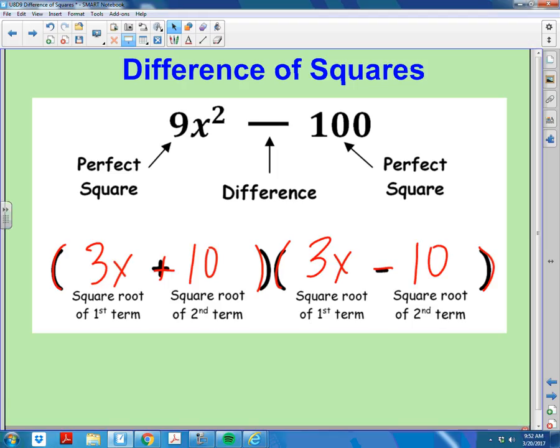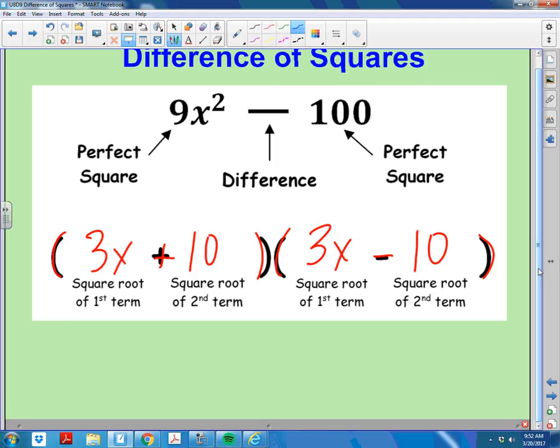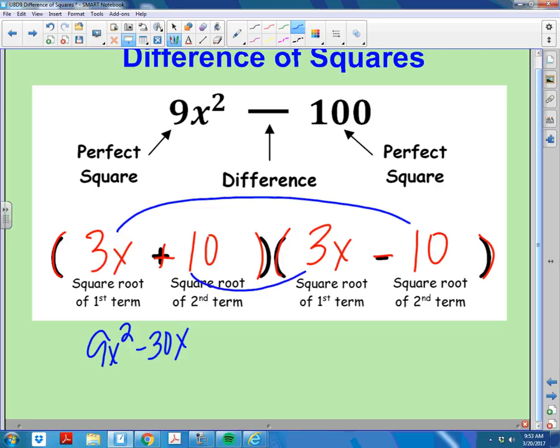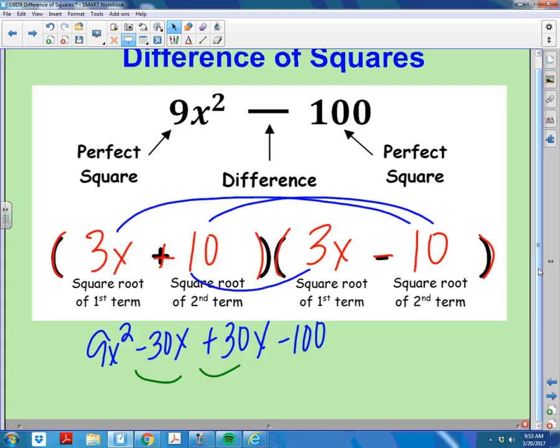By the way, I'll show you why it works. 3x times 3x is 9x squared. Let's FOIL it. What's 3x times negative 10? Minus 30x, right? What is positive 10x times 3x? Positive 30x. And then the last two? Negative 100. What happens here? They go away. Because one is addition and one is subtraction, you're basically setting it up so that the b terms cancel. But we don't want to do all that. We just want the trick.